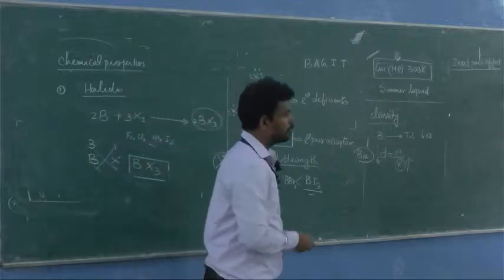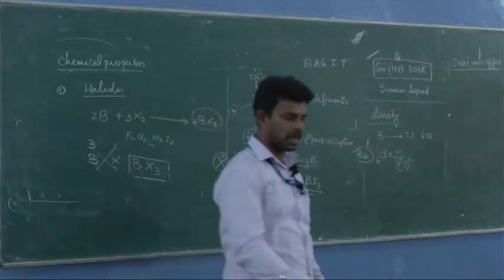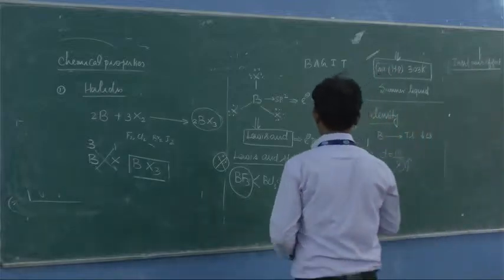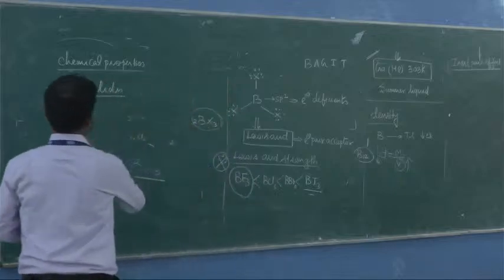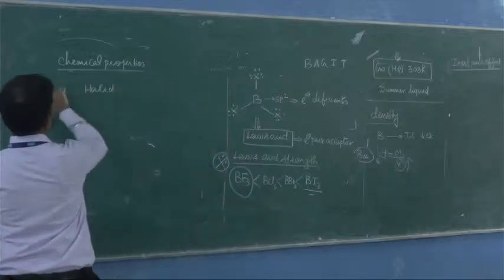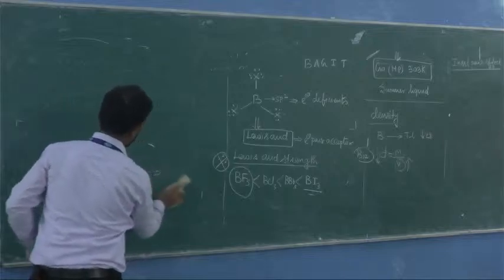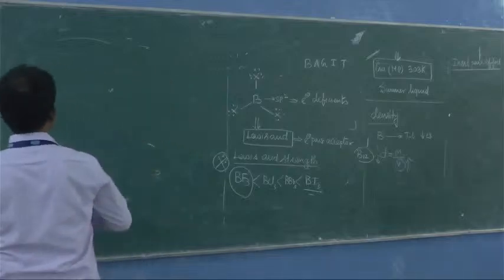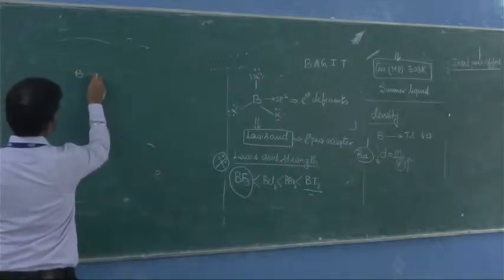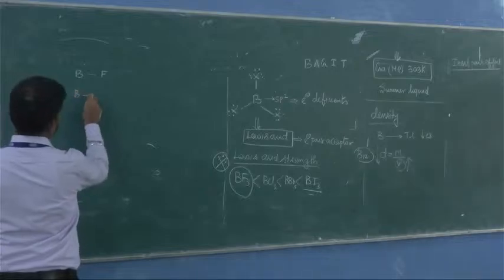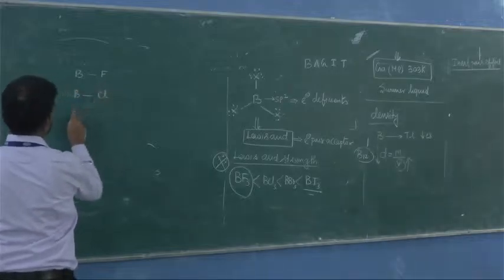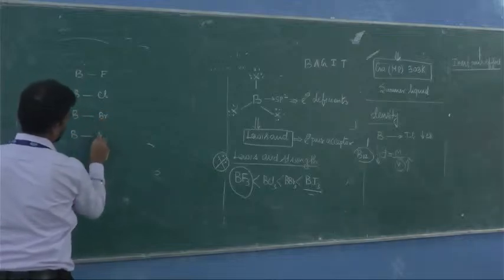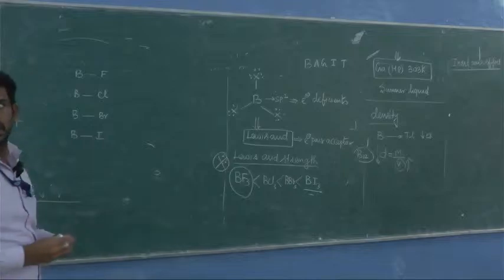The reason for this, what could the reason be? What could be the reason why BI3 has more Lewis acidic strength when compared to other halides? Listen carefully. Now look at this: boron, fluorine; boron, chlorine; boron, bromine; boron, iodine. Is it clear? That is the bond that will be there.